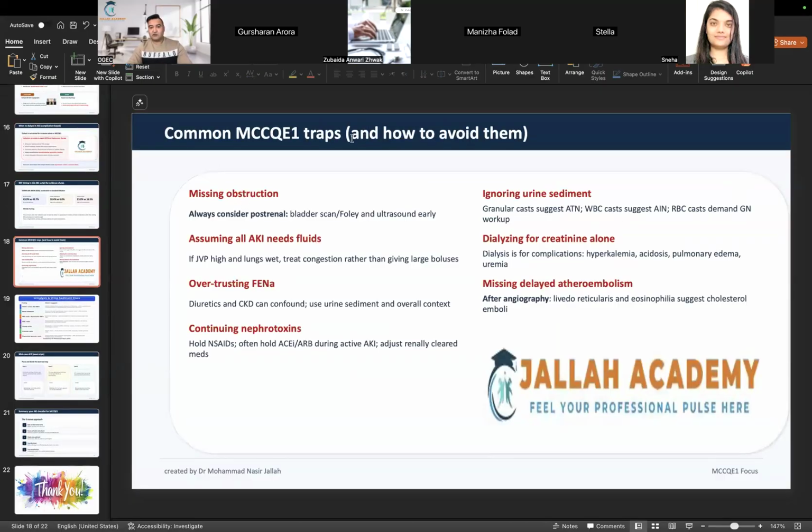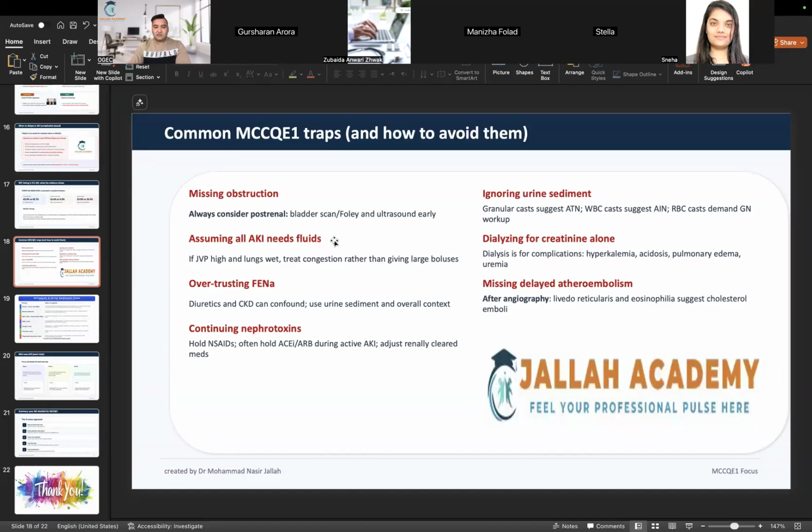Now, common MCQ1 traps and how to avoid them. So do not miss the obstruction. Always consider post-renal. Remember, as soon as you diagnose acute kidney injury, the next thing you need to do is ask, is it obstruction? Is it post-renal? You have to go after post-renal first. Why? Because it's reversible and it quickly improves. The patient quickly improves just by applying a Foley catheter. Okay? So as soon as you diagnose, go after the post-renal. Is it obstruction? And you know the obstruction, right?